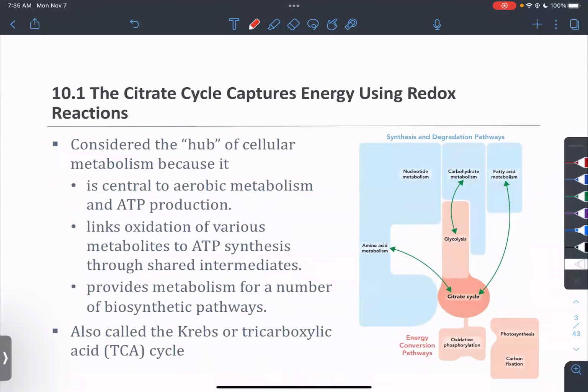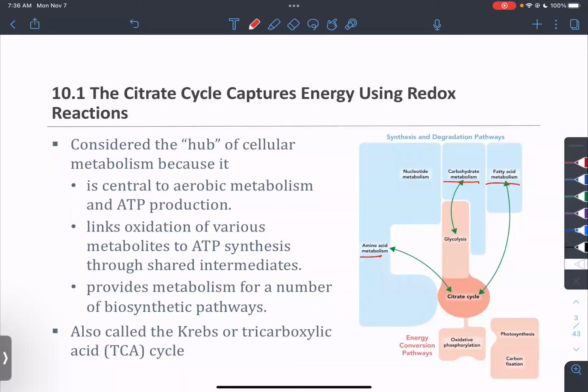So we already kind of said this, that the citrate cycle captures energy using redox reactions. We've talked lots about redox reactions. So this is the hub, right? Because it's pulling metabolic fuel from different sources. So it's pulling it from amino acid metabolism, from carb metabolism, from fatty acid metabolism. So whenever ATP stores are low, the citrate cycle can use metabolites from those three various sources in order to generate ATP, right? And you can actually go in reverse too. So take biochem too, and we can talk all about it.